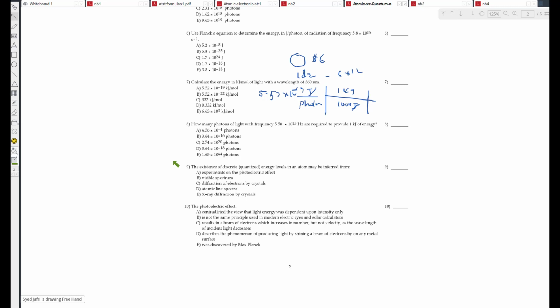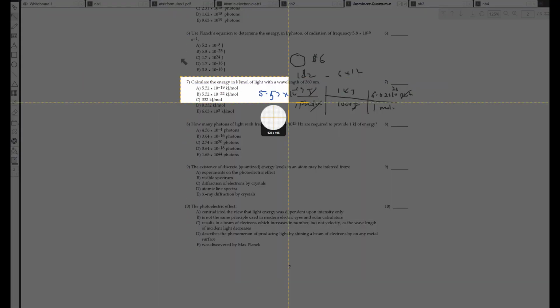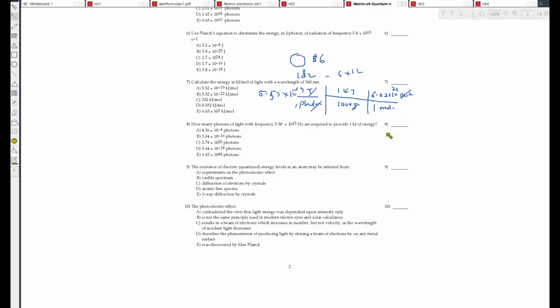And now they are asking 1 mole. This is 1 photon only. One mole of photons, so 1 mole is at the bottom, per mole. 1 mole is equal to 6.02 times 10 to the power 23 photons. Photon cancels, and you will get kilojoules per mole of photons. And you will get the answer. Is it clear? Yeah, I just took a screenshot of that work.